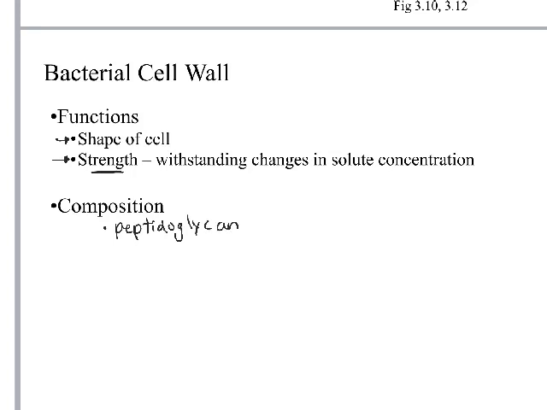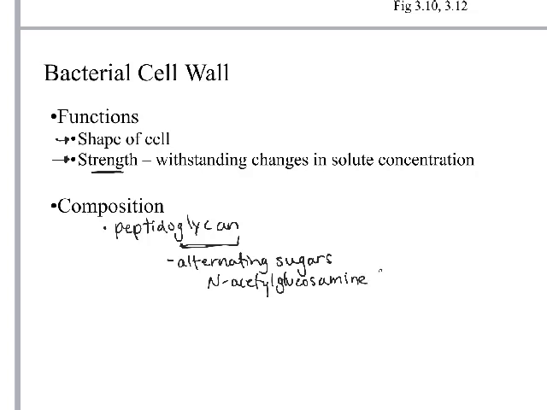And the amount of peptidoglycan they have can certainly be different. But this molecule, if you break this up a little bit, you see that glycan, and that should make you think sugars. Okay, so alternating sugars, and those two sugars are N-acetylglucosamine, we abbreviate that NAG, and N-acetylmuramic acid. Okay, NAM.